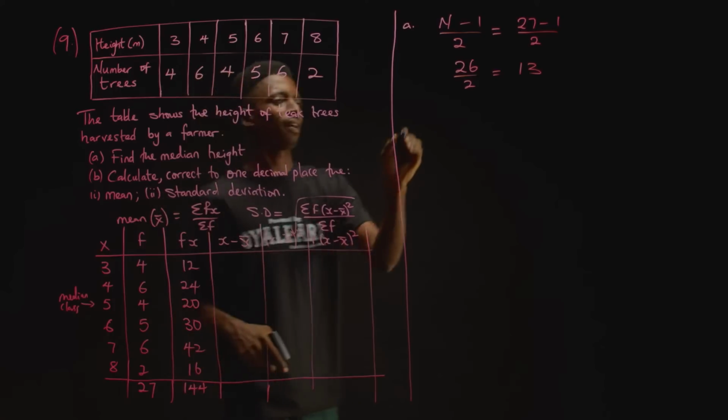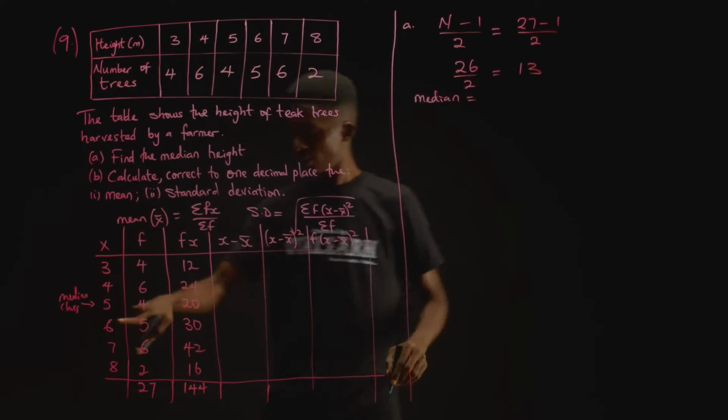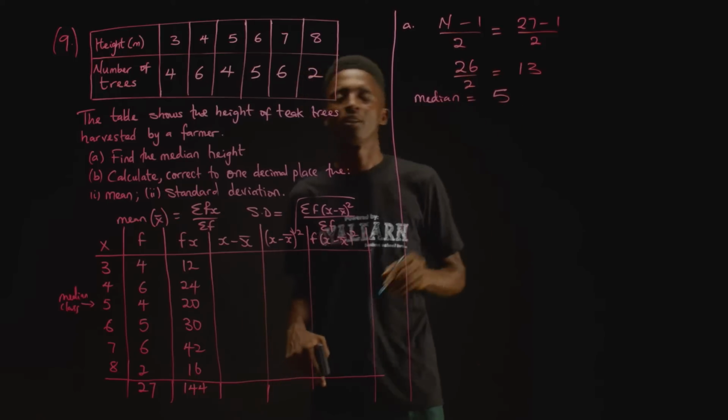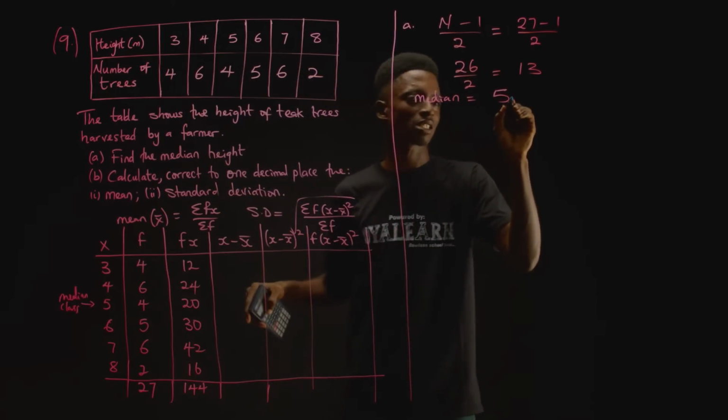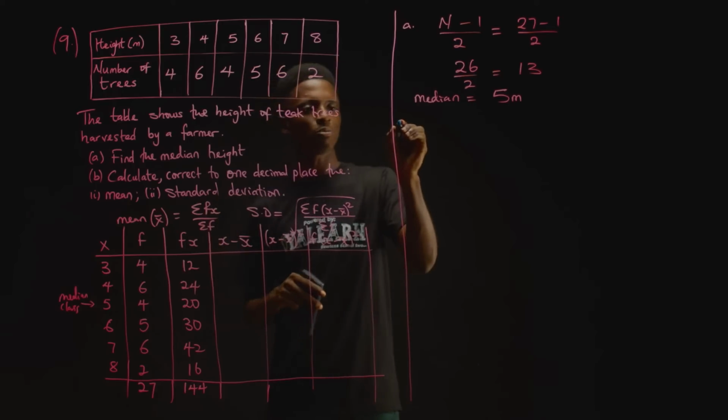Right? So that is our median, which equals the height at this point, which is 5. Remember, it is in meters, so 5 meters. Now we solved the A part. Now let's go to B.